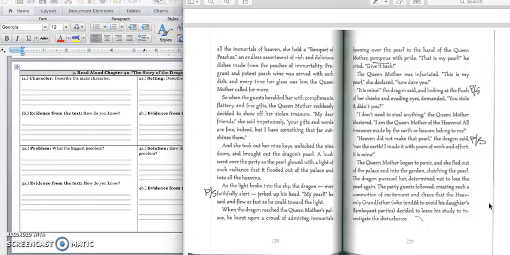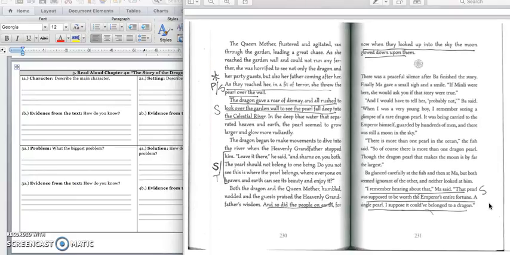The party guests followed, creating such a commotion of excitement and chaos that the heavenly grandfather, who tended to avoid his daughter's flamboyant parties, decided to leave his study and investigate the disturbance. The Queen Mother, flustered and agitated, ran through the garden, leading a great chase. As she reached the garden wall and could not run any farther, she was horrified to see not only the dragon and her party guests, but also her father coming after her.